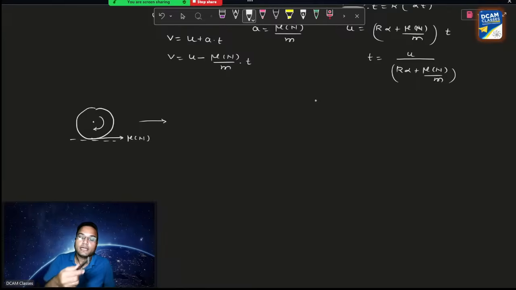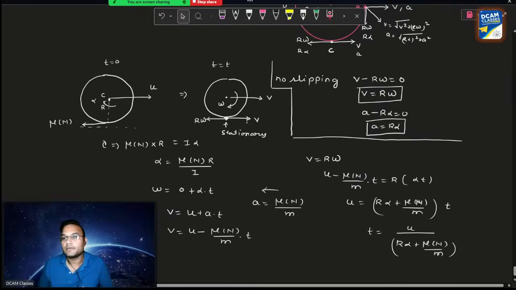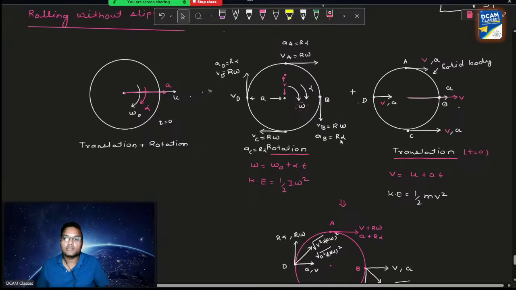Again, it was initially just doing the rotational motion. After some time, it will do rotation plus translation. And because of this friction force, it will do rolling without slipping. So just review this concept after the class. If you have any doubt, in the next class you can ask me. Then we'll start to do the problems on this.